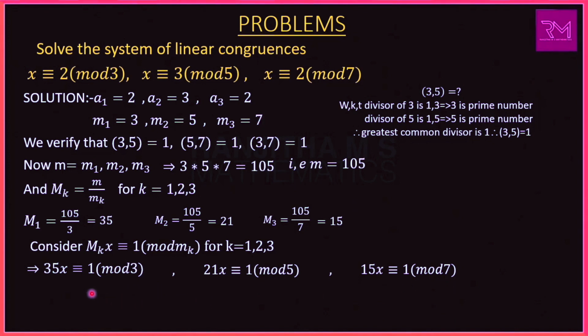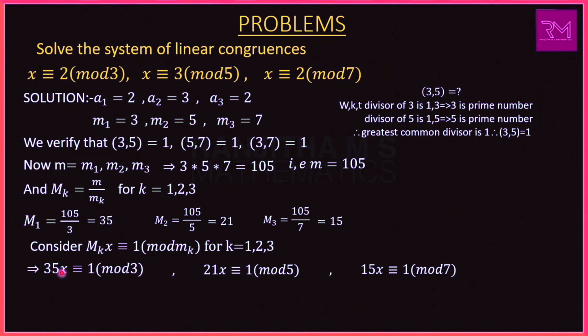Next step, by the inspection method we have to find the x value that satisfies the condition. So by the inspection method, we take the first value as 1. If we substitute x as 1, 35 into 1 is 35, congruent to 1 mod 3, that is, 3 divides 35 minus 1, which is 34. We know that 3 does not divide 34.